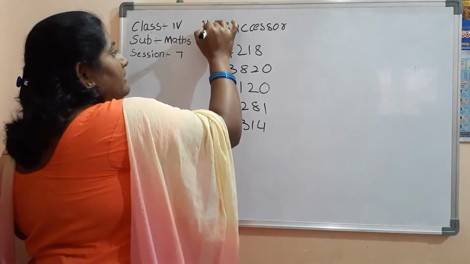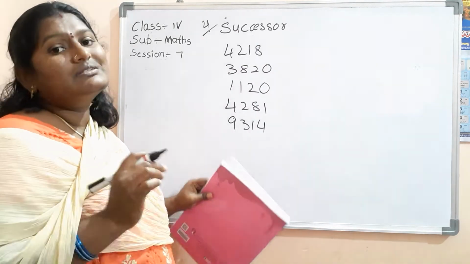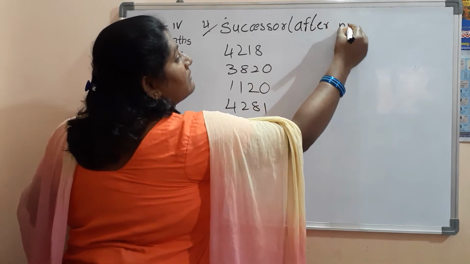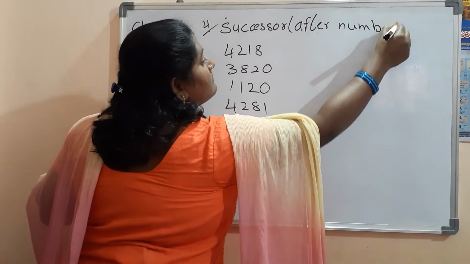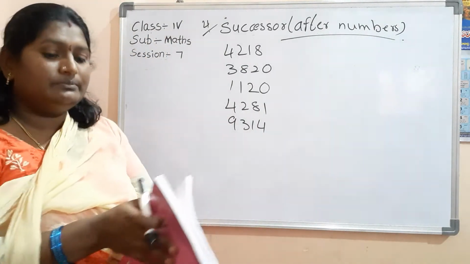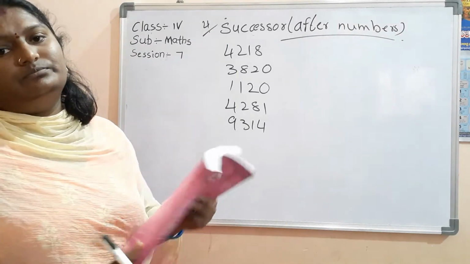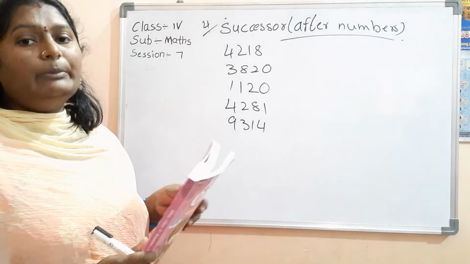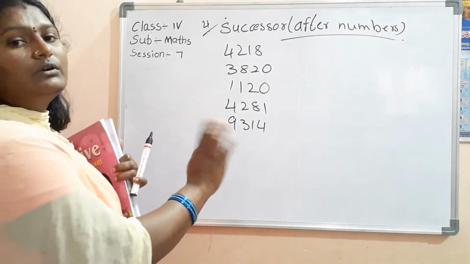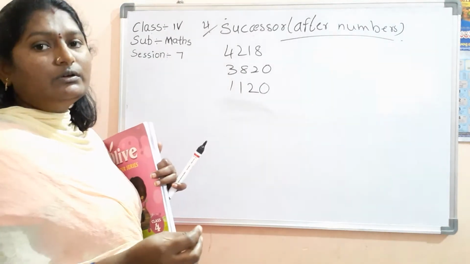This fourth bit, we are writing successor. Successor means after numbers. Is this clear? All have noted this? If you are over that, come to the fifth bit. Completed? Yeah, everyone complete. And then write the next one.